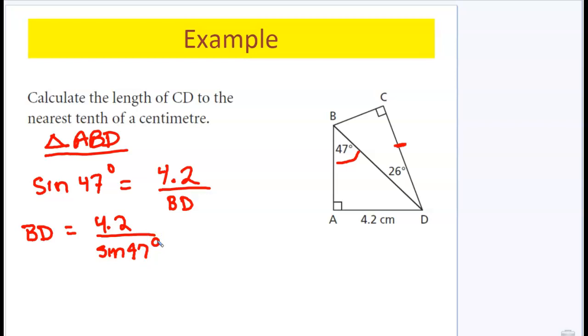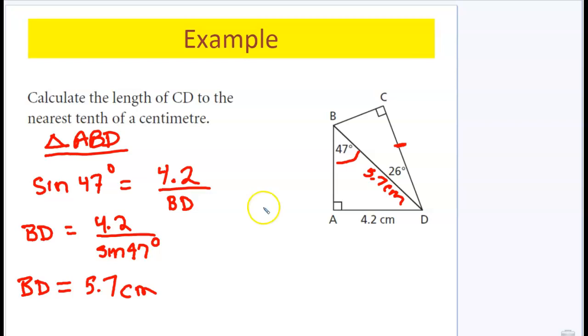And if you're unsure how we isolated BD, you can go back to some of the earlier videos where we showed the steps for that. Now getting out your calculator, 4.2 divided by the sine of 47 works out to be that BD is equal to 5.7 centimeters. So now I know that this length is 5.7 centimeters. Now I have enough information in triangle BCD to find side length CD.